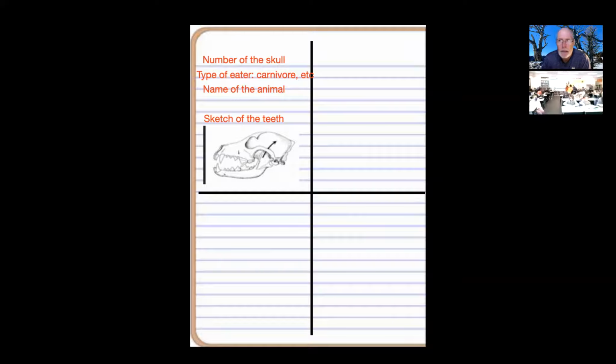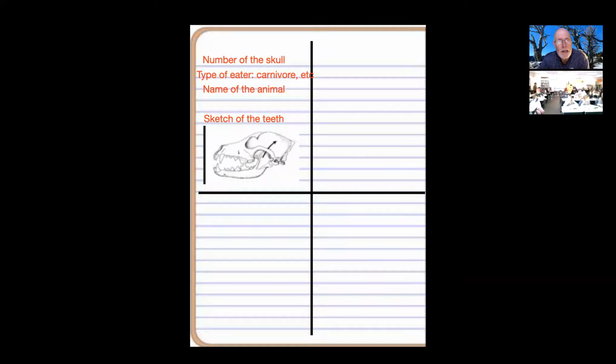Then, and I can put this screen back up when you guys start working, every skull has a number on it. Make sure you write down the number of the skull. I think there's maybe 18 or 19 different skulls. So when you pick up the skull, there is a number someplace. It's either in a box or it's on a piece of tape on the skull. So write that number down.